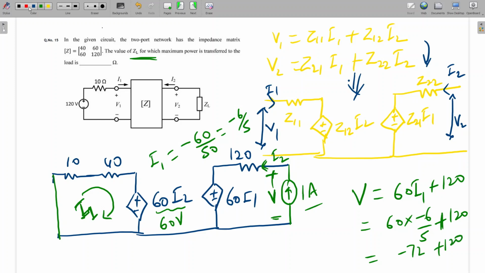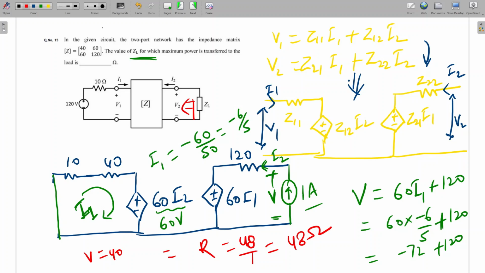V is 48. So what will be the value of Z? Z is seen by this one, V by I. So V is 48, which means what will be the value of resistance? R is equal to 48 divided by 1, so it will be 48 ohm. Is it clear to all?